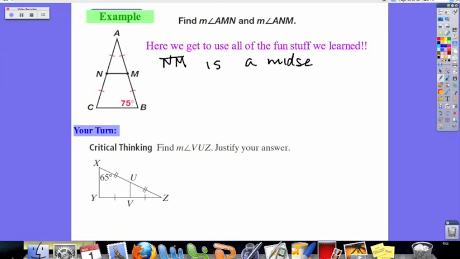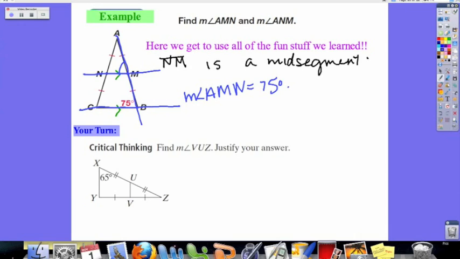Now, since this is a mid-segment, that makes NM and CB parallel segments. And what I always tell you guys to do is, when you have parallel segments, extend them so it looks more like what we did in chapter 3. And now you have your transversal here. If you know that this is 75, what is this angle here? AMN would also be 75 degrees. So the measure of AMN equals 75 degrees.